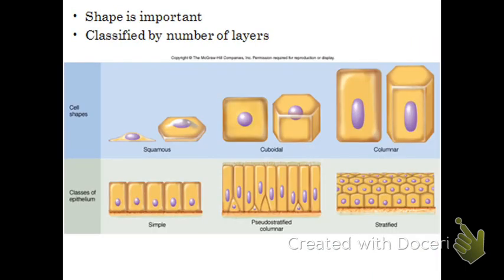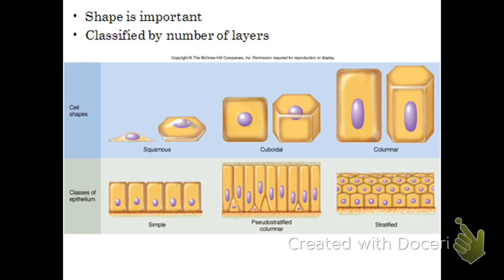So let's start off with epithelial tissues. We're going to break this presentation up in order: epithelial tissues, followed by connective tissues, followed by muscle tissue, and then finally nervous tissue. So in dealing with epithelial tissues, there are two important features to be looking at. One is the shape of the cells, and number two is the number of layers of cells in that tissue.